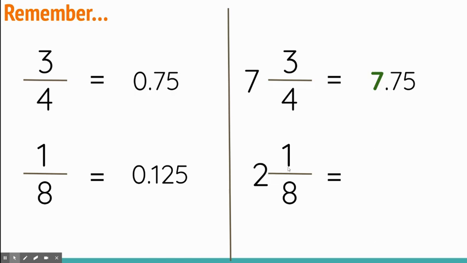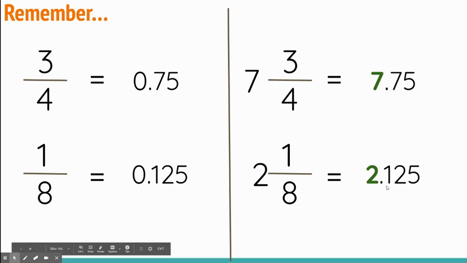Same thing with 2 and 1/8. I would again convert the 1/8 to a decimal using division, and I would get 0.125. But instead of writing that 0, I would write the 2 in the whole number place value instead. So now I have 2.125 instead of 0.125. So there isn't any extra work. You just have to remember to replace that 0 with the whole number.